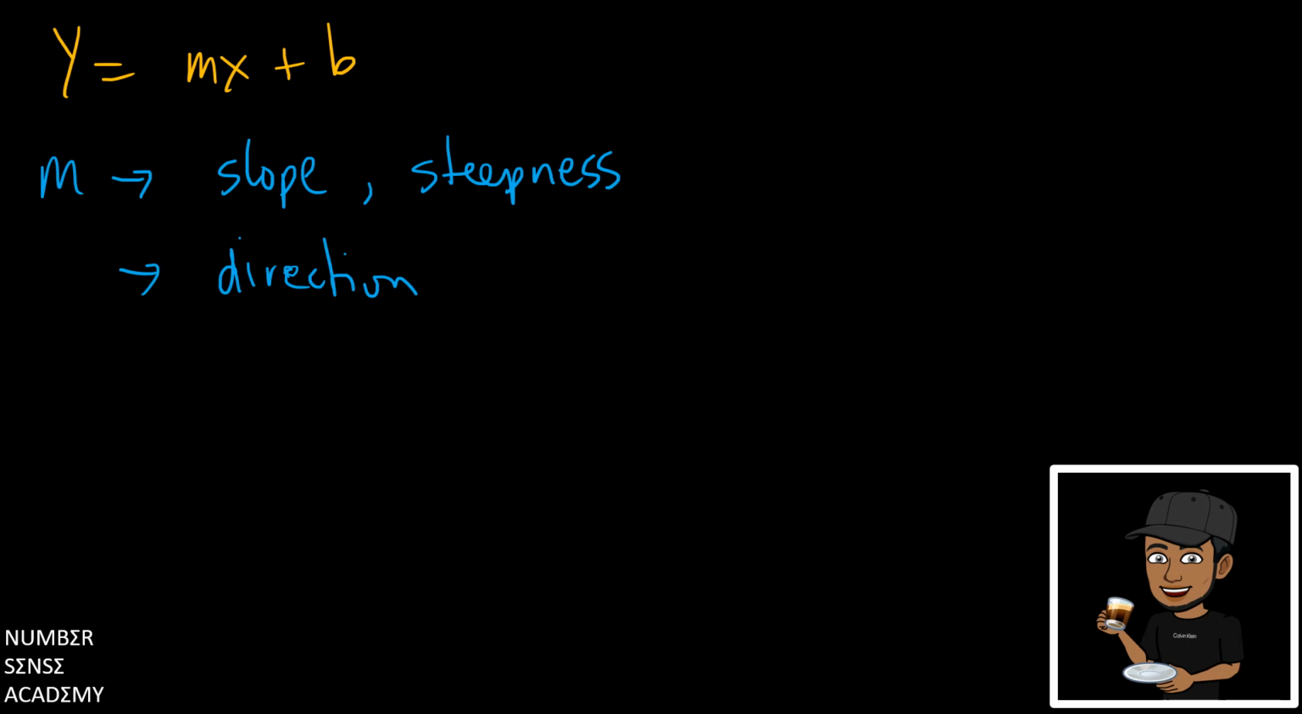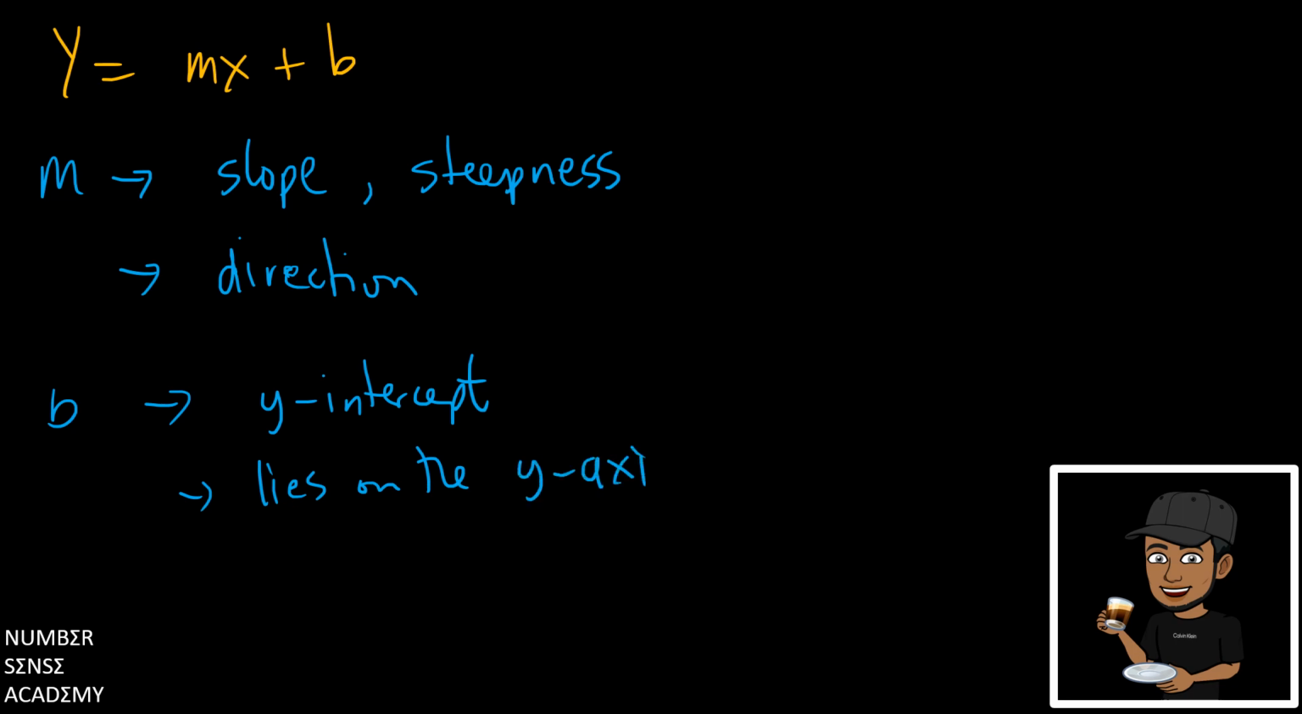All right. Then we have b. B is called the y-intercept. And this is a value that lies on the y-axis. So it lies on the y-axis. And it has a coordinate of (0, b). Why is that?